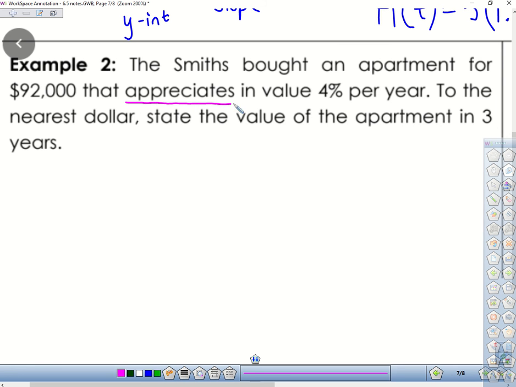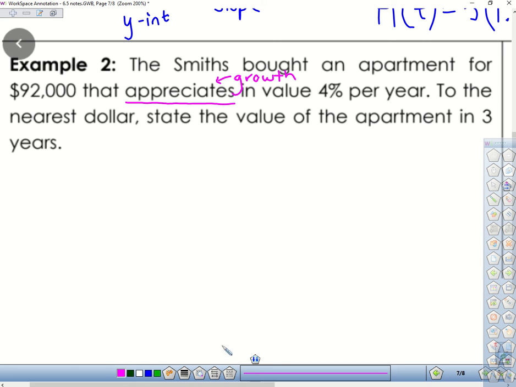So the word appreciates is what's going to tell us this. So we use the word depreciate in a lot of problems, which means decay. So what do you think appreciate means? Good. This word means growth. And you can kind of use context clues to figure that out, right? Appreciate is more of a positive word, so it's going to be growth. So we figured that out.